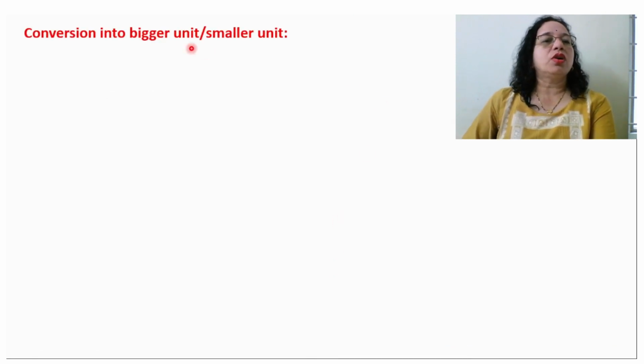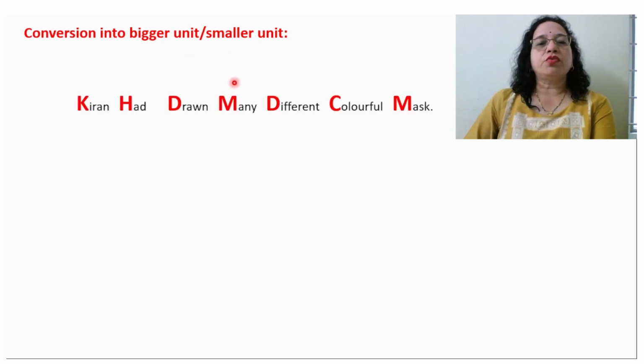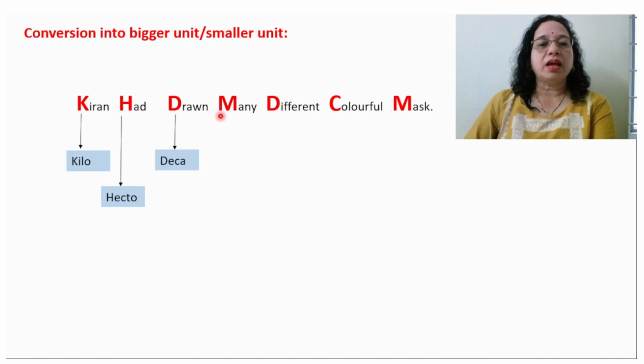Conversion into bigger units or smaller units. For this I usually use one sentence: Kiran had drawn many different colorful masks. Here you can observe that the first letter of each word is written capital. What is the use of writing this capital letter? Here K indicates kilo, H hecto, D deca, M is the main unit.